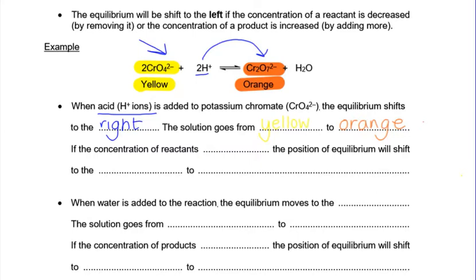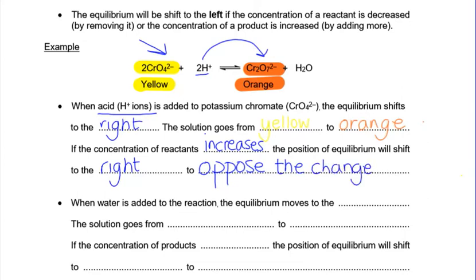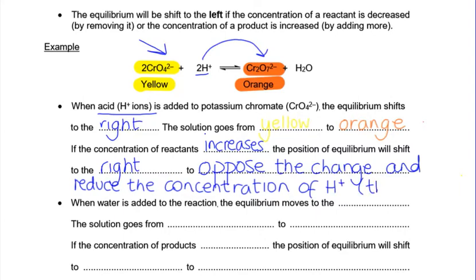We would say that if the concentration of a reactant increases, so we've added more H+, the position of equilibrium will shift to the right. And according to Le Chatelier's principle, we have to get Le Chatelier's principle into our answer to oppose the change. How does shifting right oppose the change? It reduces the concentration of the added reactant, in this case H+. Be careful, because obviously it won't always be H+ in every example, but make sure you can apply it to your examples.